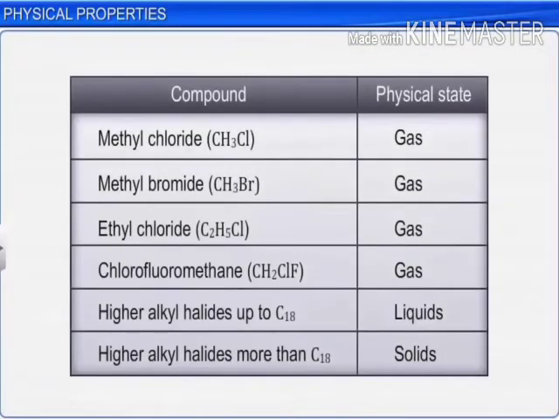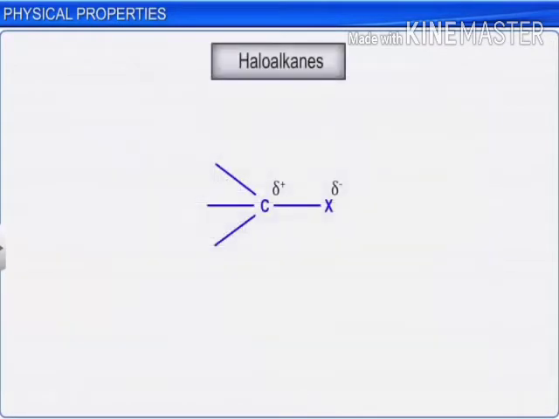Lower alkyl halides, including methyl chloride, methyl bromide and ethyl chloride, as well as some chlorofluoromethanes, are gases at room temperature. Higher alkyl halides are liquids or solids. You have already studied that the carbon-halogen bond in halogen compounds is polar.